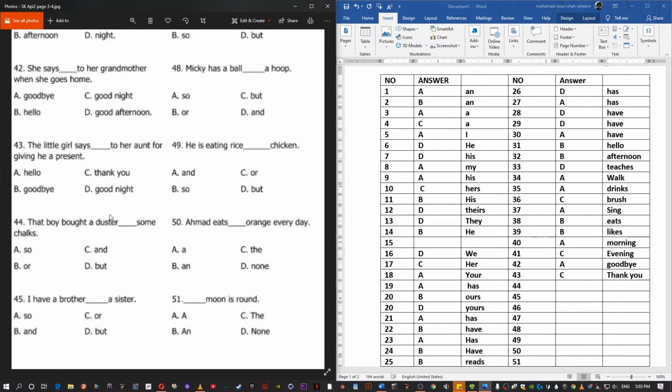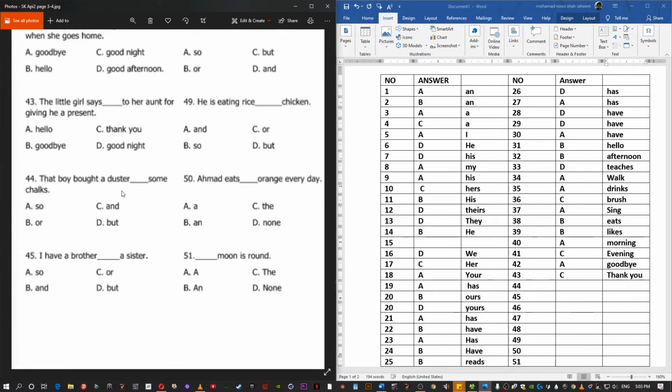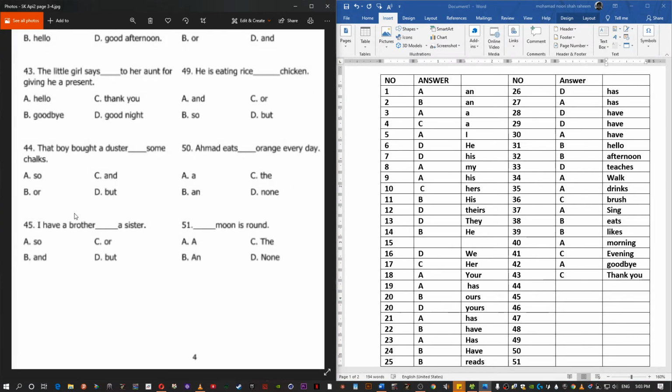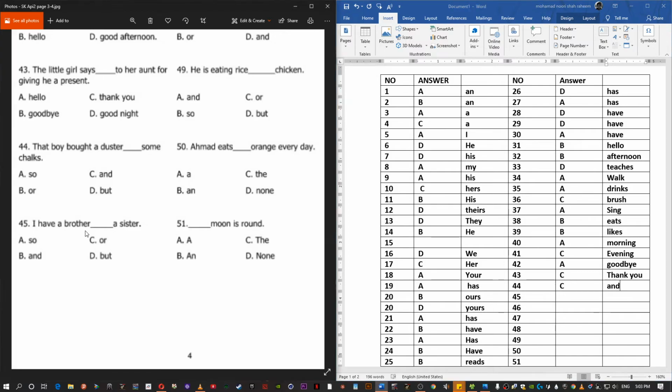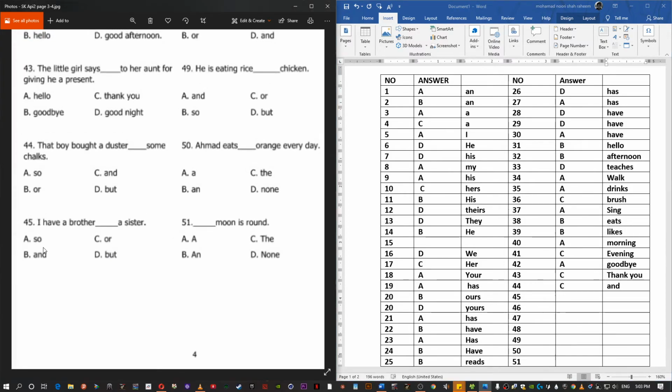Number 44. The boy bought a duster, some chalks. So old and bad. Kalau kau tak tahu, I'll be crying, that's for sure. Okay. The answer is C, right. Easy, yeah? Number five. For I have a brother, a sister.